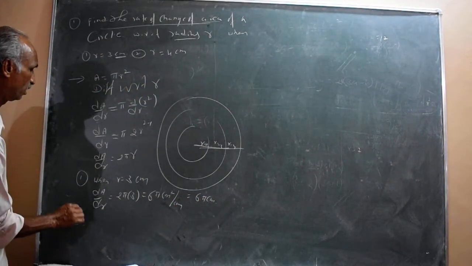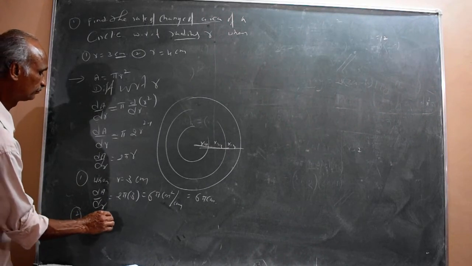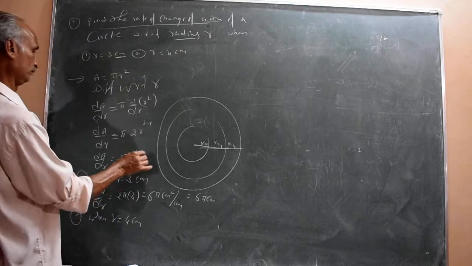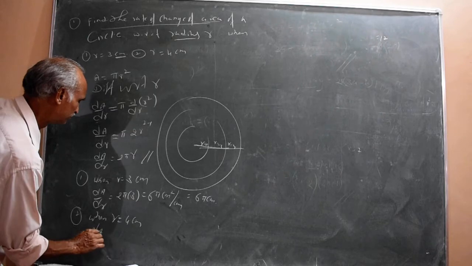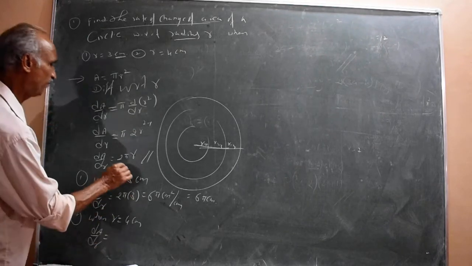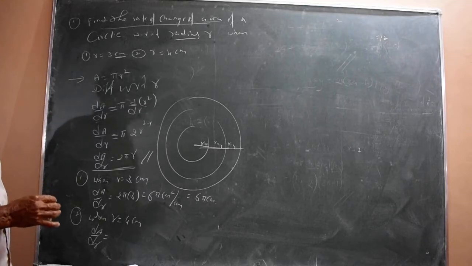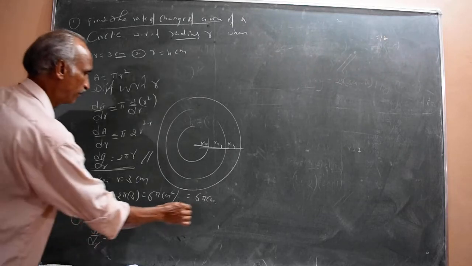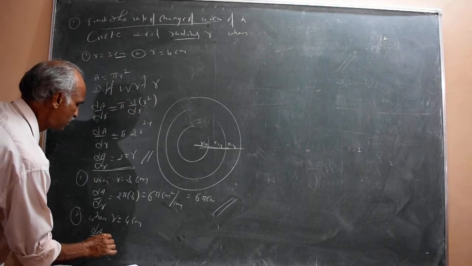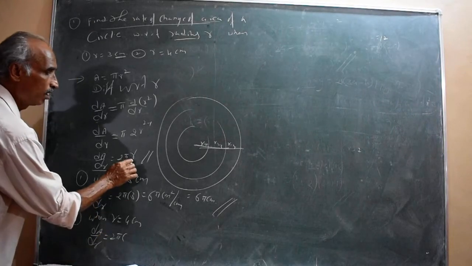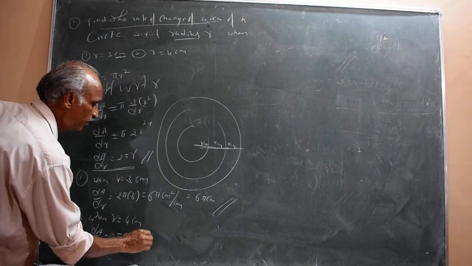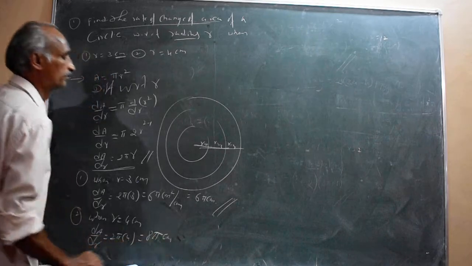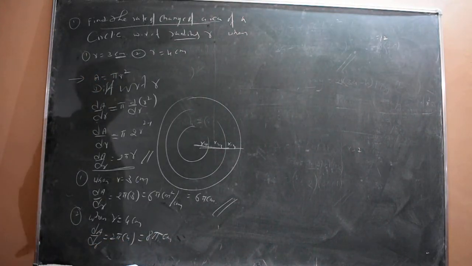And second one, when R is equal to 4 centimeters, then dA by dr is equal to the same formula. If you take different R, you get a different rate of change of area. So dA by dr is equal to 2 pi into 4, that is 8 pi centimeter, with respect to radius.